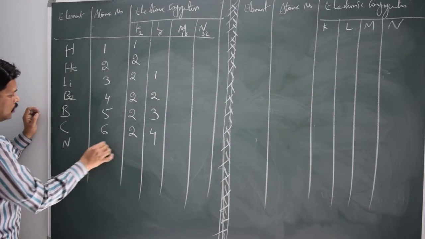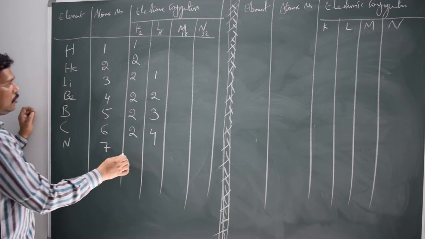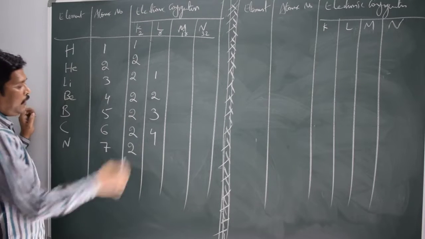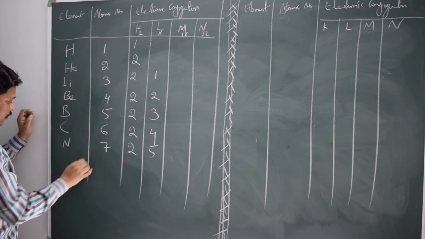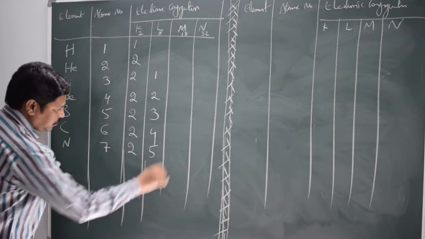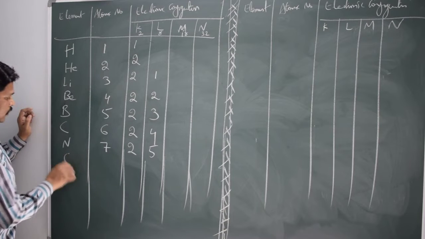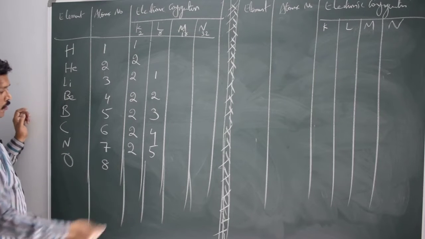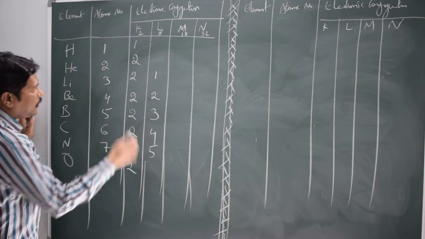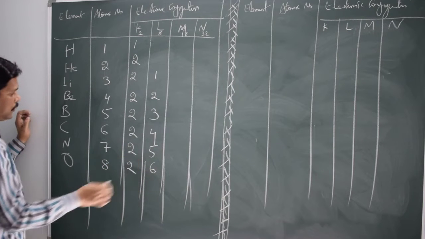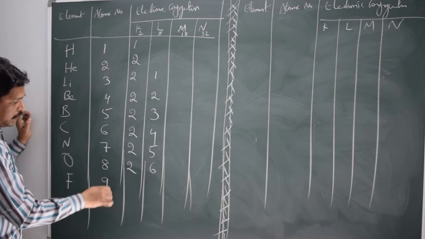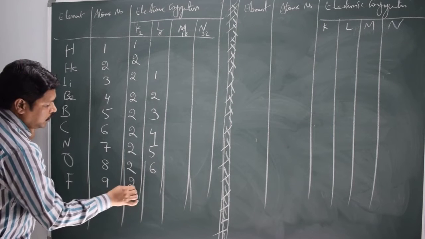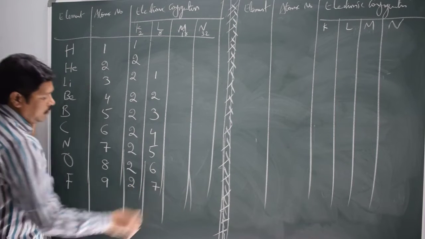Then we have nitrogen, atomic number 7. So you have the first shell 2 filled, then we are going to have 5 electrons in the next shell. Then we have oxygen, 8 electrons. So 2 electrons in the K shell and the remaining 6 electrons in the L shell. Then we have fluorine, atomic number 9. So K shell 2 electrons and 7 electrons in the L shell.